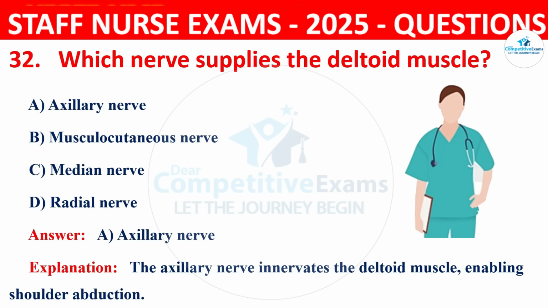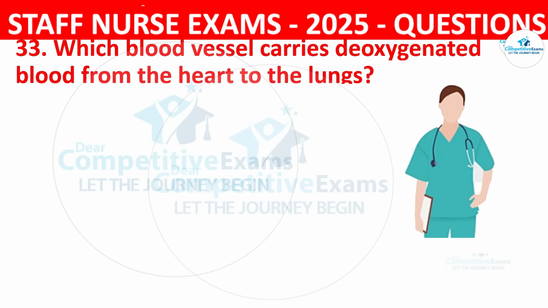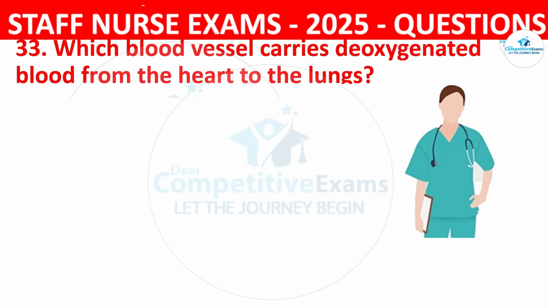Question number 33. Which blood vessel carries deoxygenated blood from the heart to the lungs? Your options are aorta, pulmonary vein, pulmonary artery, or superior vena cava. The correct answer is C, that is pulmonary artery. The pulmonary artery carries deoxygenated blood from the right ventricle of the heart to the lungs for oxygenation.